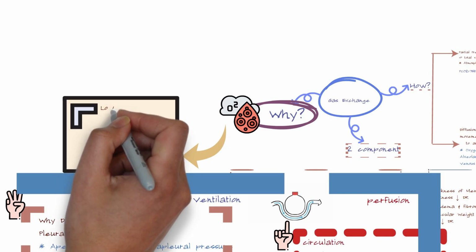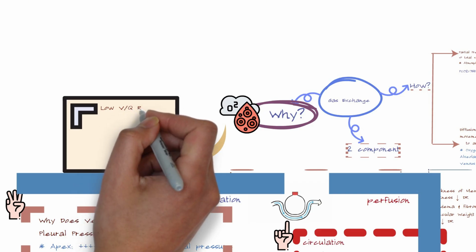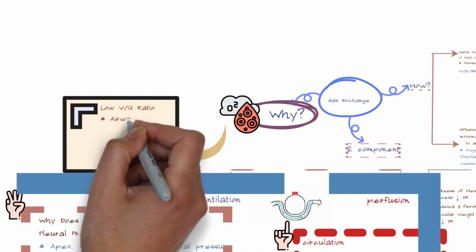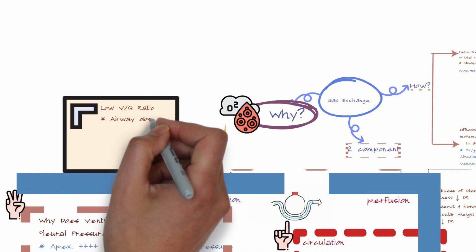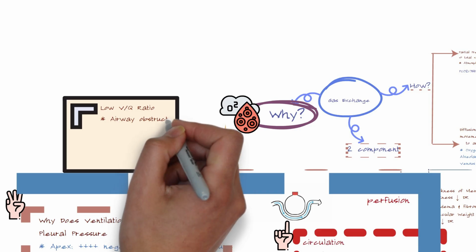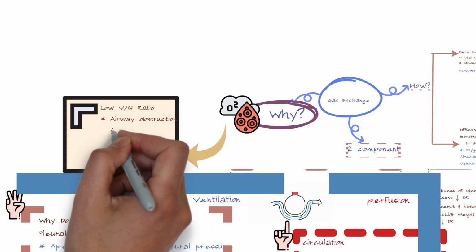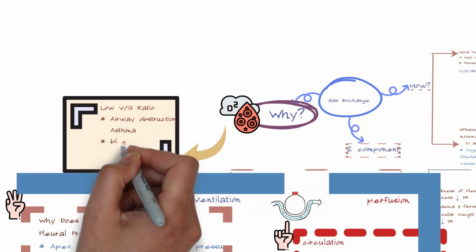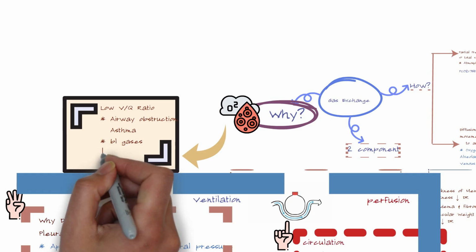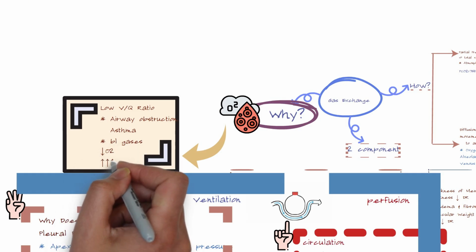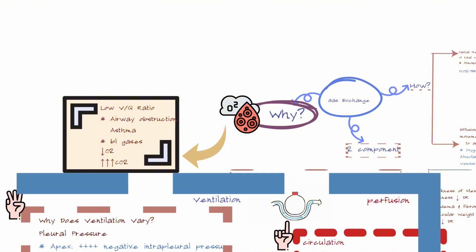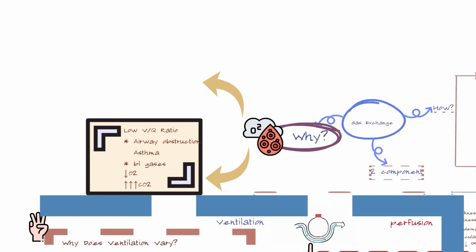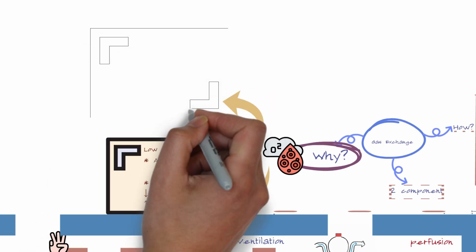But what will happen if this balance is lost? Starting with the low ventilation perfusion ratio. If this occurs, the ventilation decreases while the perfusion remains normal, as in obstruction of the airway in asthma. In this situation, the blood continues to flow through the alveoli, but not enough fresh air reaches them. As a result, less oxygen enters the blood and carbon dioxide will accumulate. In other words, the blood leaving these alveoli is more like venous blood.